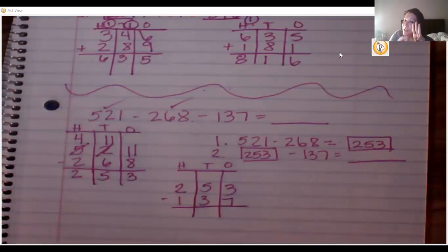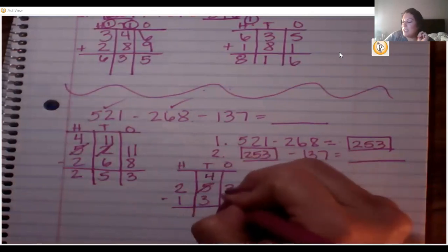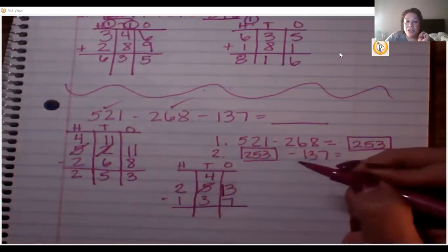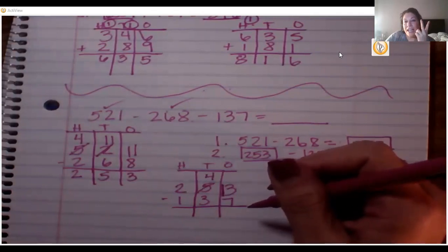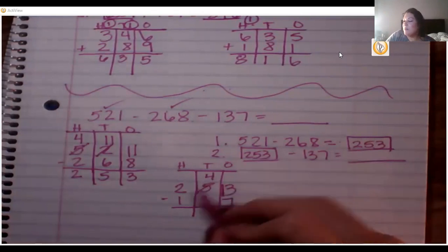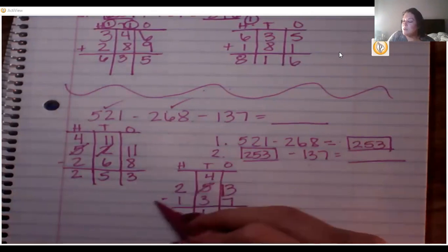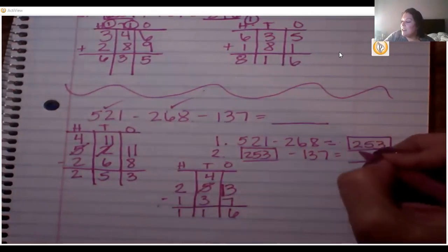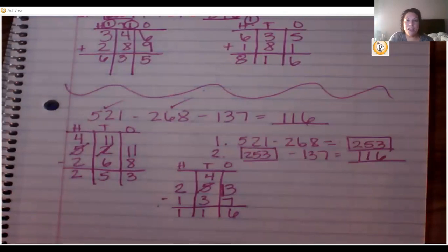It's not going to work. If I have 3, there's not 7 there for me to take. So I have to do some regrouping. Minus 1, add 10. 10 plus 3 is 13. Okay, I'm going to count up from 7. 7, 8, 9, 10, 11, 12, 13. Gives me 6. 4 minus 3. If I have 4, yes, I can take 3 away. Leaves me with 1. 2 minus 1 is 1. The entire answer is 116. 116.